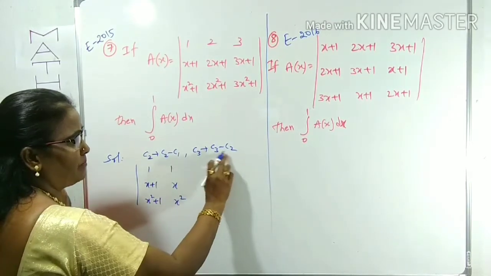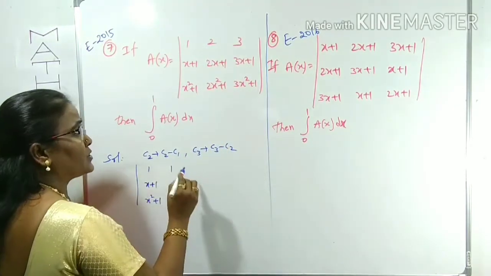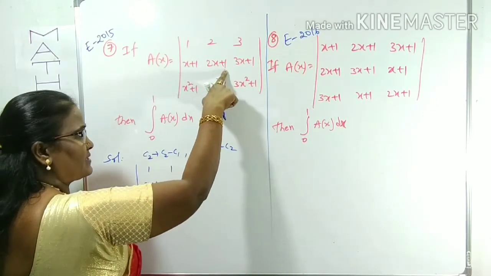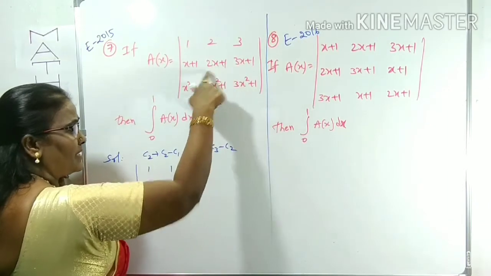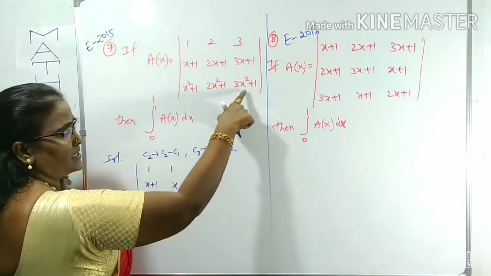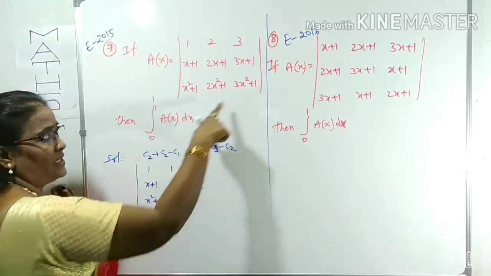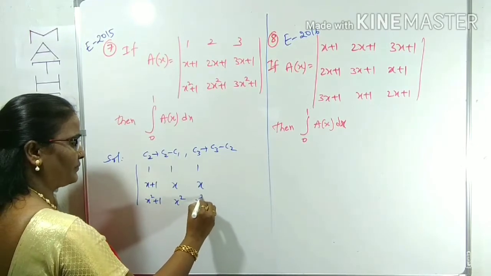Same way C3 minus C2: C3 is 3, 2, so 3 minus 2 is 1. Next, 3x plus 1 minus 2x plus 1, the 1s cancel, and 3x minus 2x is x. Now next element, 3x square plus 1 minus 2x square plus 1. Here also the 1s cancel, and 3x square minus 2x square is x square.